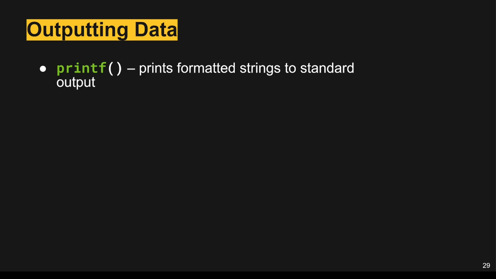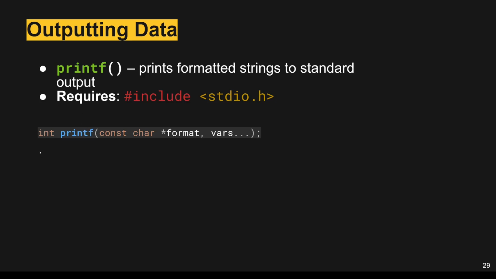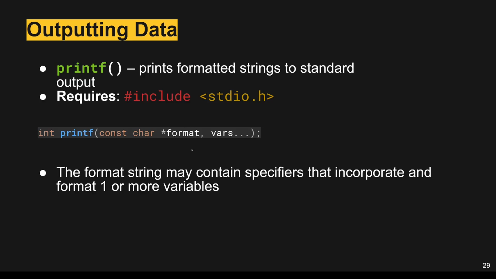So printf doesn't just print out like we saw it, it actually has the capability to print formatted strings to standard output. It requires the include, like we talked about. This is the format for the printf. It takes in a format string that can be a literal like we saw in the last slide, but also can contain what are called format specifiers. And then afterwards, it can have multiple variables that are used by these specifiers. And we'll see how this works in a minute.